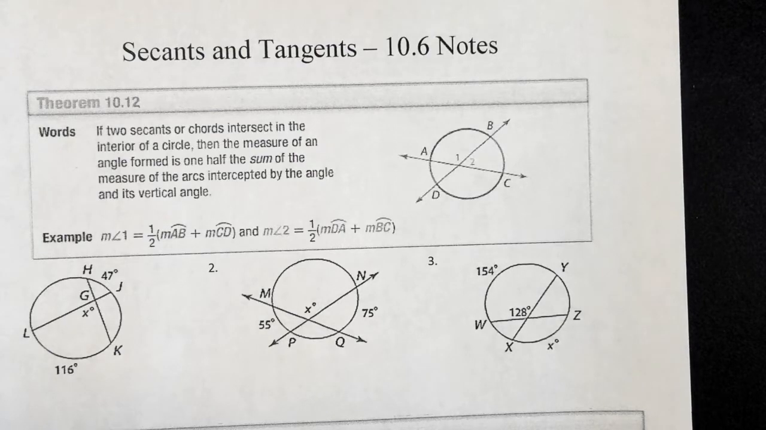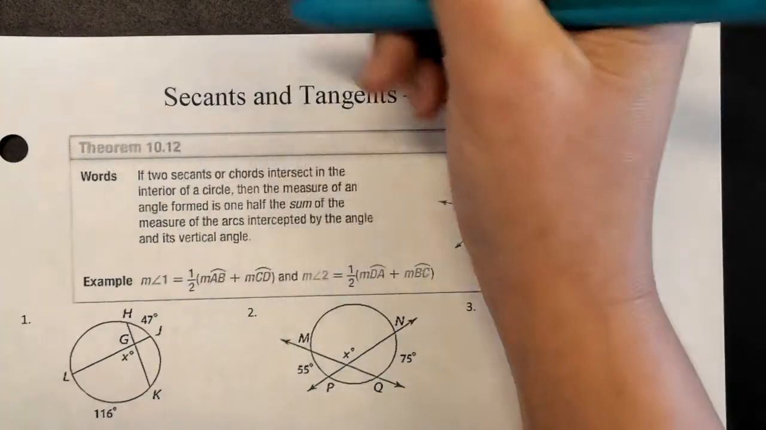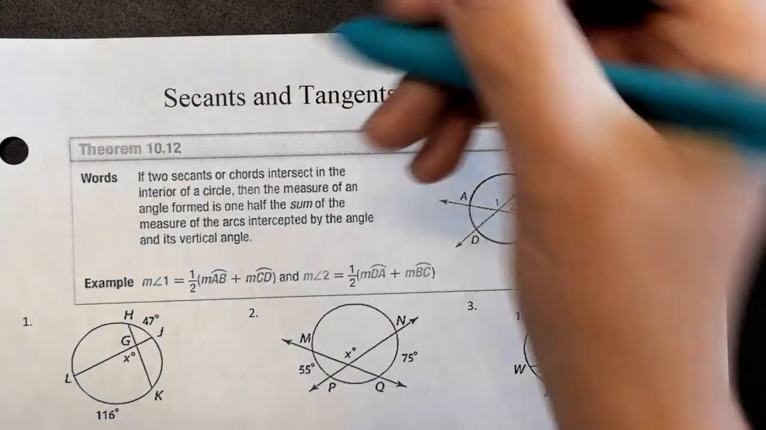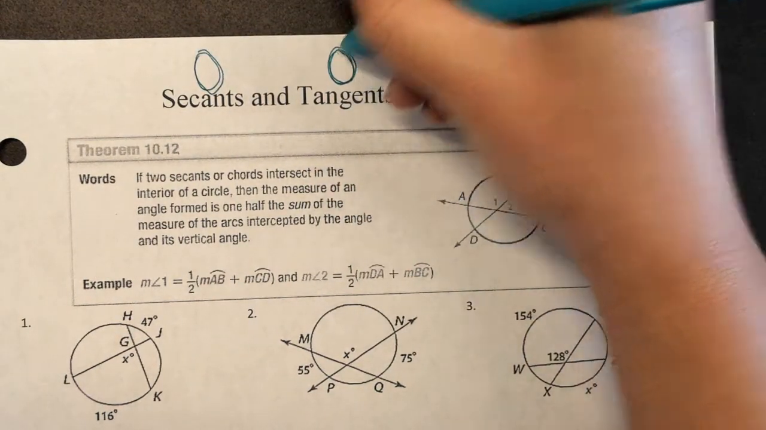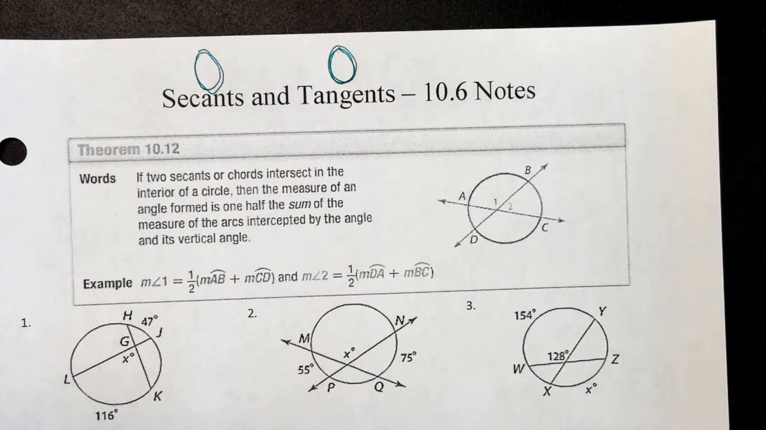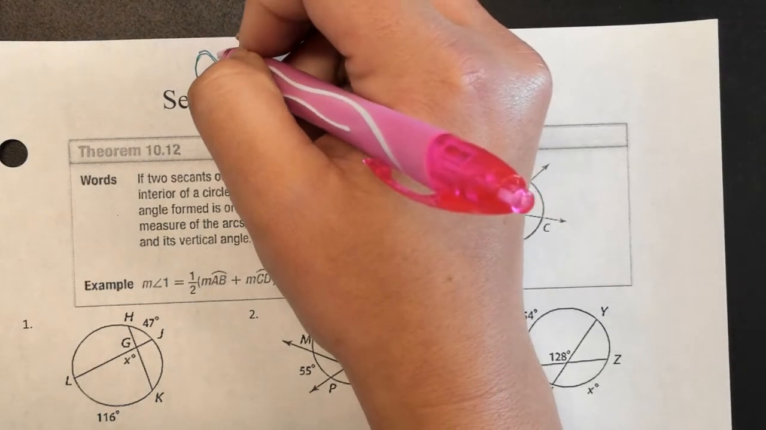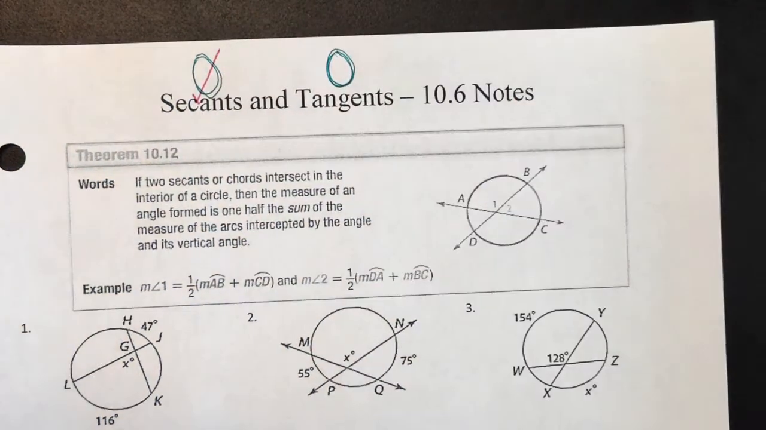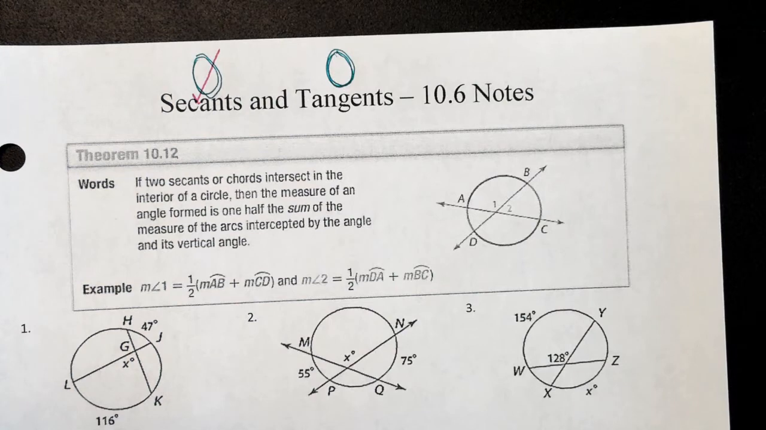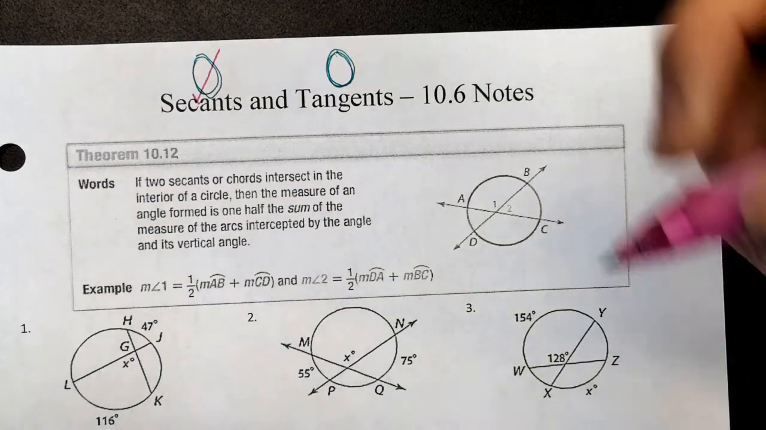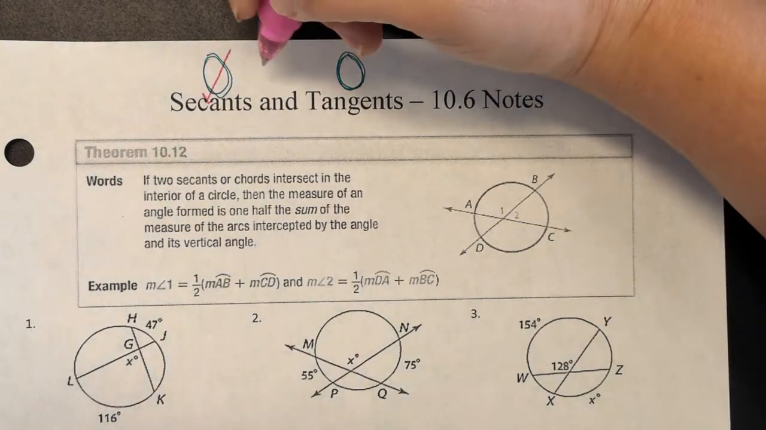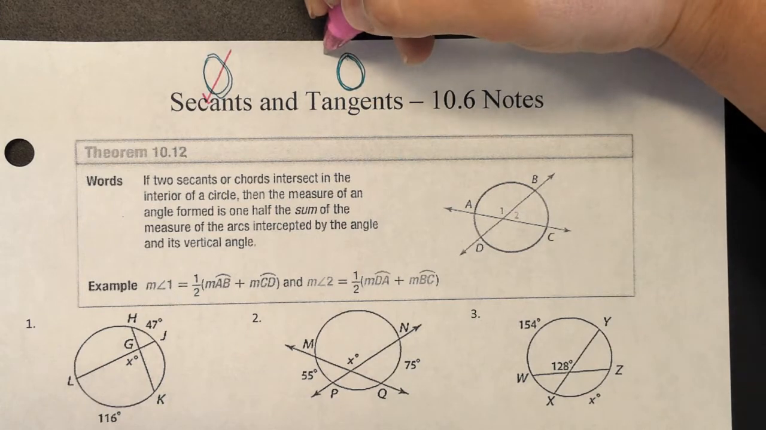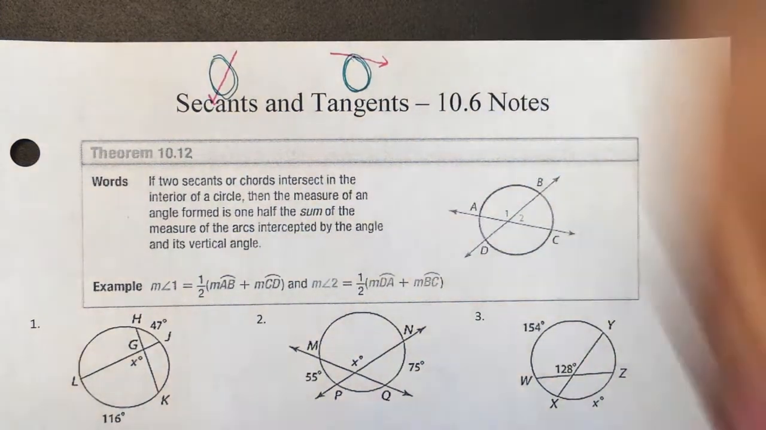Okay? So let's talk about the difference. Draw a circle. Try your best. I know circles are hard to draw perfectly. Draw a circle above the word secant and draw a circle above the word tangent. A secant line means it's a line that goes through the circle. Secant lines go through the circle. Tangent lines go on the outside of the circle.